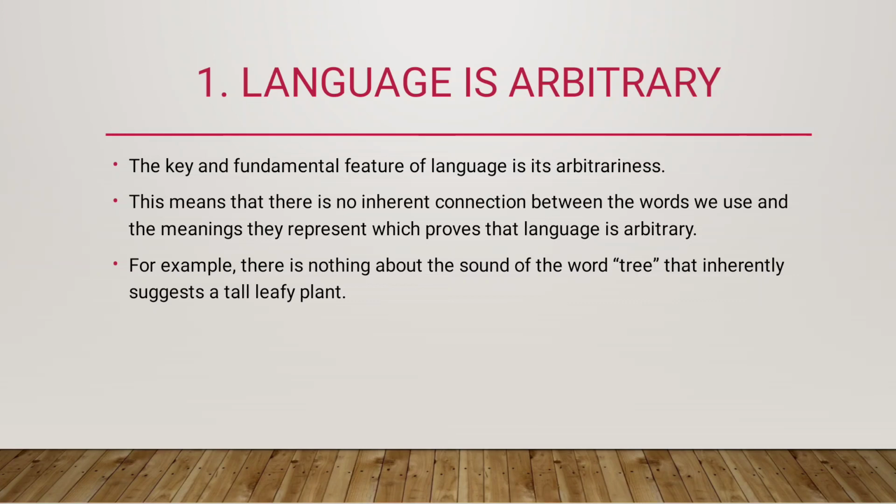This means that there is no natural or inherent connection between the words we use and the meanings they represent. For example, there is nothing about the sound of the word tree that inherently suggests a tall, leafy plant. So, the first characteristic feature of language is that it is arbitrary.